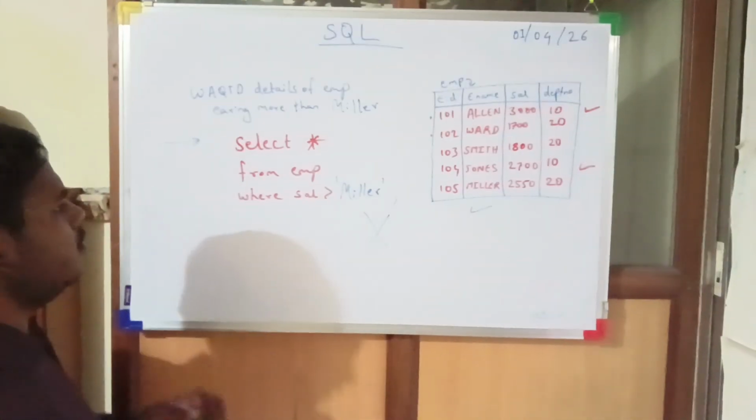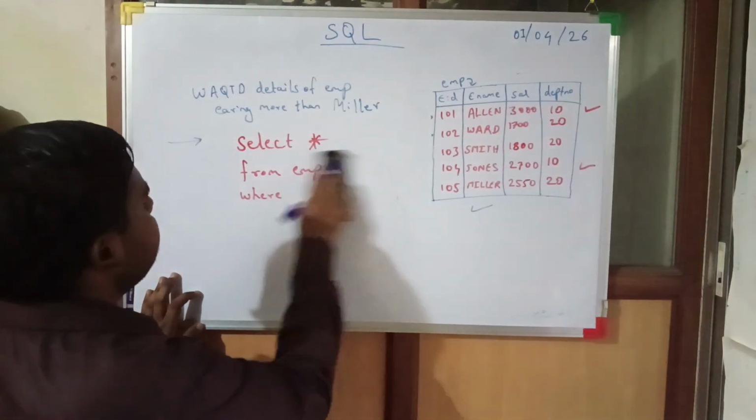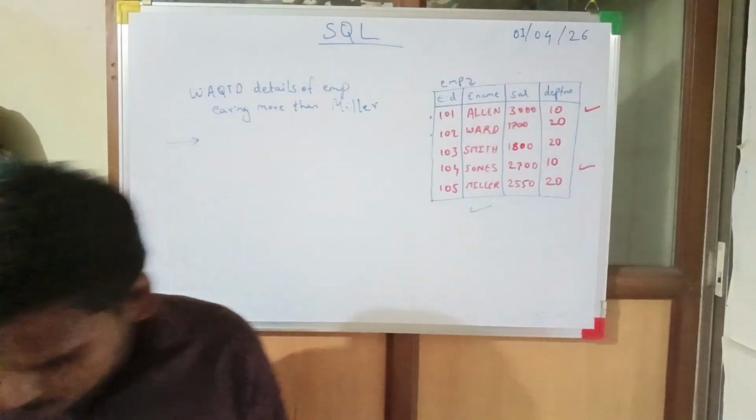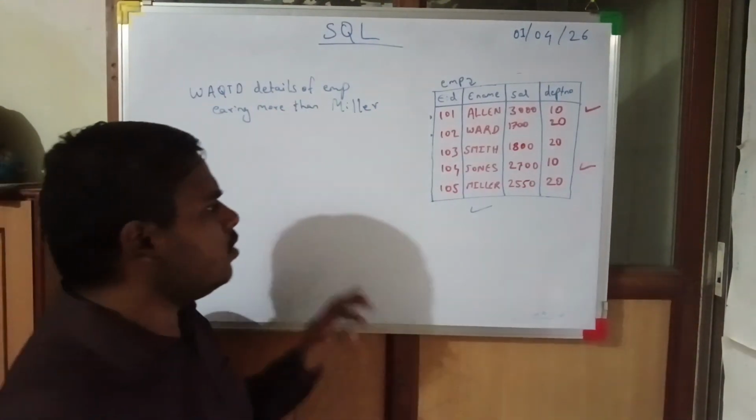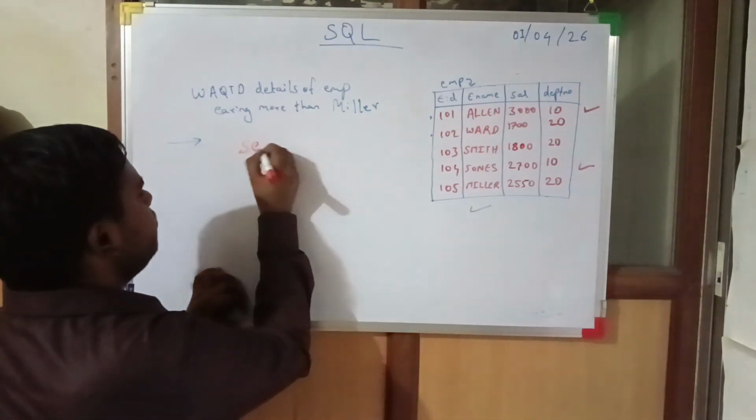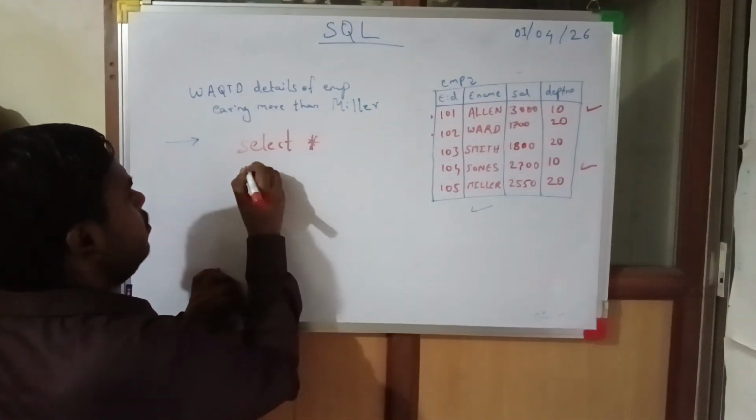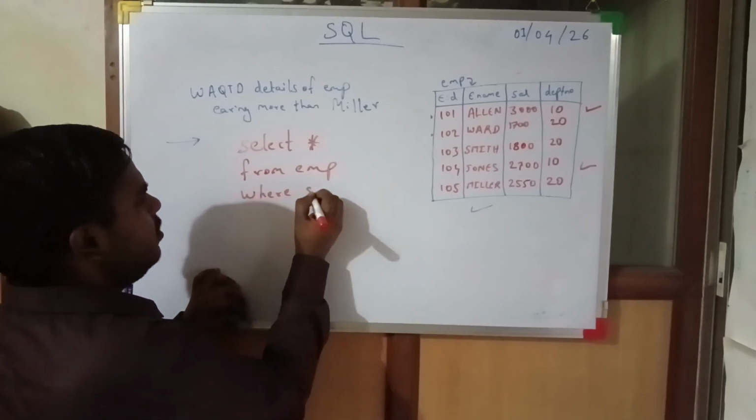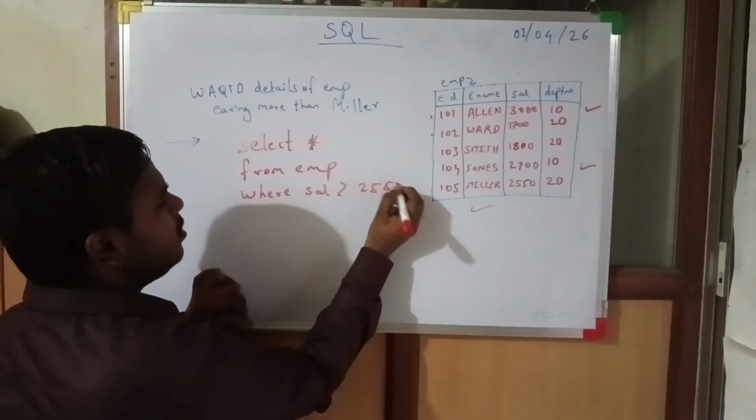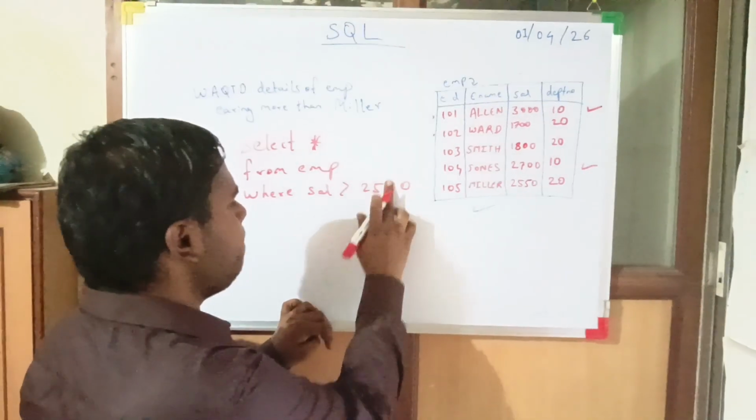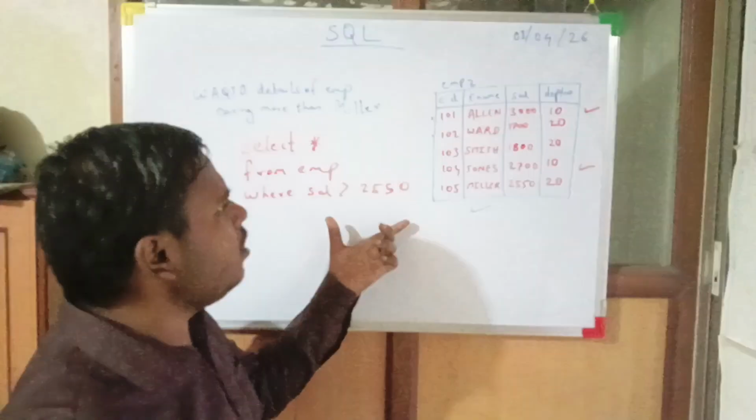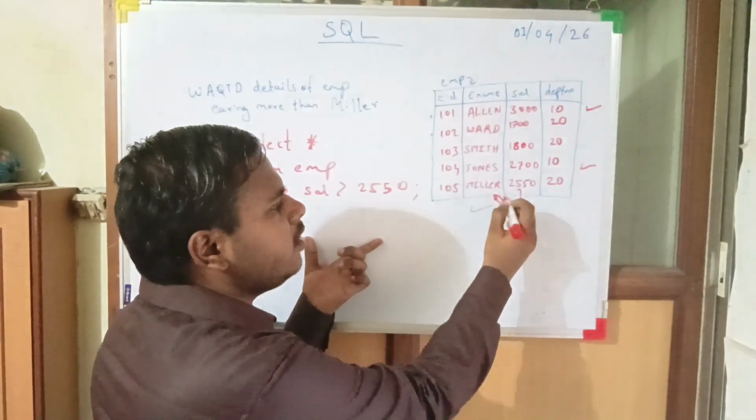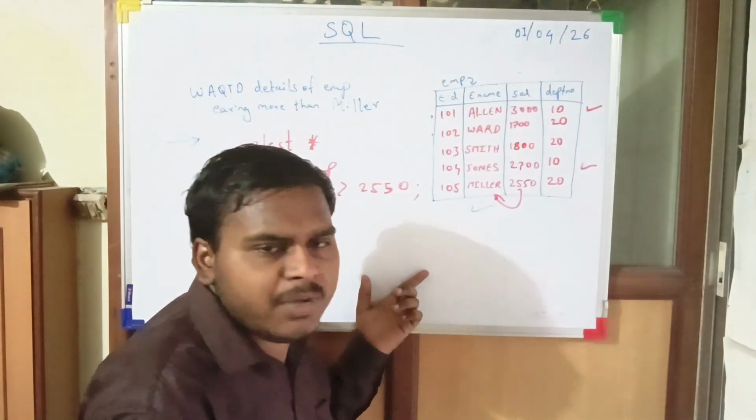Now how to solve this question, sir? Previously, how did we solve the question? Select asterisk from EMP where salary greater than 2550. This is how we were solving the query. Now 2550 is the salary of Miller. By looking at the table we get an idea what the salary of Miller is.